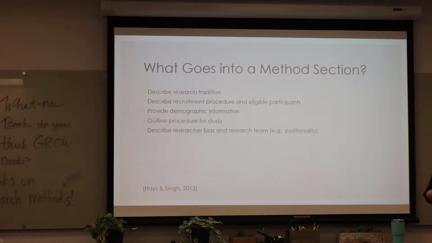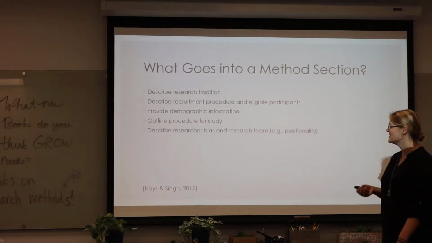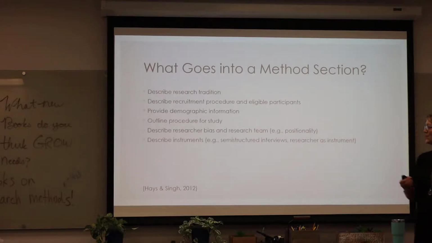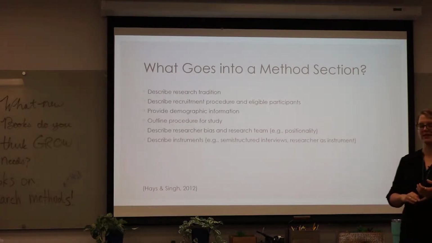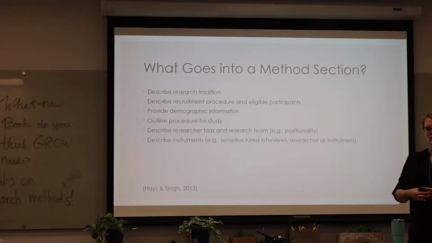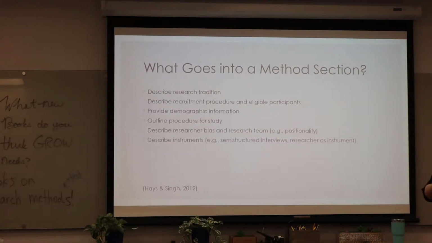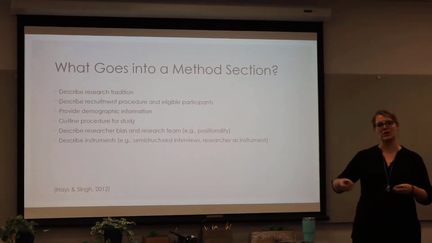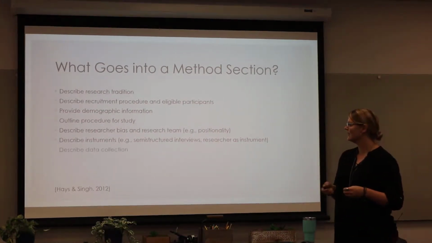In qualitative research, it's really important to describe the researcher bias and the researcher team. This is also called positionality. And then you want to describe your instruments, and oftentimes the researcher is the instrument in qualitative research, but you also want to talk about, did you use focus groups? Was it a semi-structured interview? And then provide the protocol for that. So what questions you asked. If you were doing observations, then where you were observing, how often you did that.